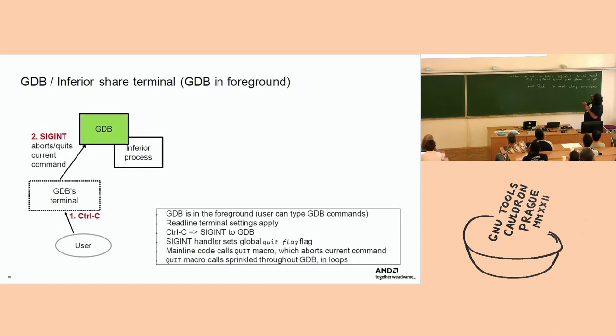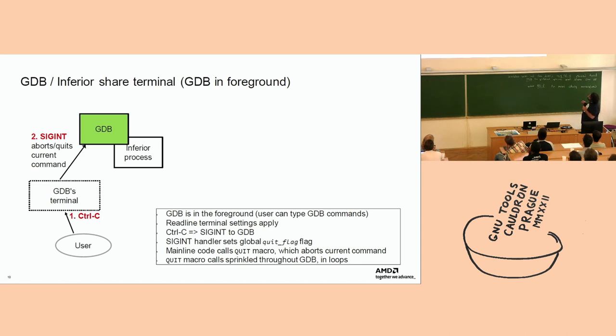All right, so when the process is running, input is not going to GDB. I guess this is repeating what I said before. So basically, when this process is in the foreground, things go there. The SIGINT goes there. So there's a SIGINT handler inside GDB's code, and it does what you expect: it sets a global flag, and then GDB's event loop ends up doing something.